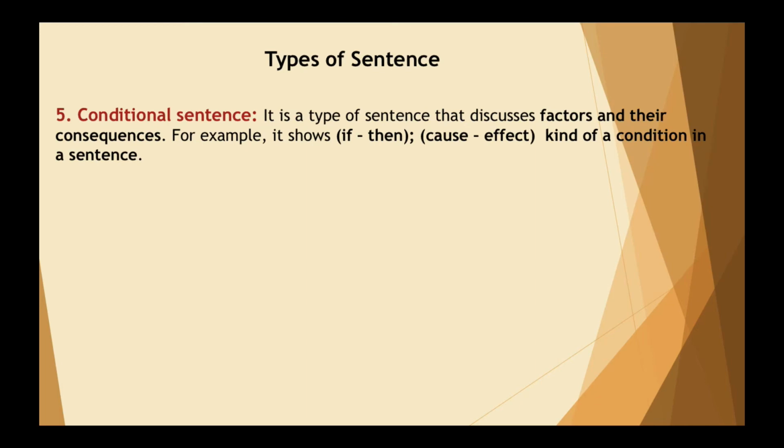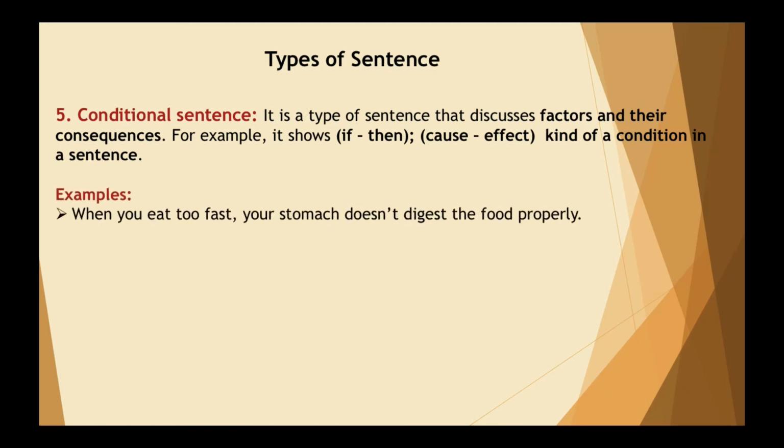A type of sentence that discusses factors and their consequences. For example, it shows an if-then or cause-and-effect kind of condition in a sentence. To explain in Hindi, it's like अगर आप ये करोगे तो ऐसा होगा, अगर आप ऐसे करोगे तो ऐसा हो सकता है. So it's kind of an if or then kind of condition. Let's have a look at the examples.